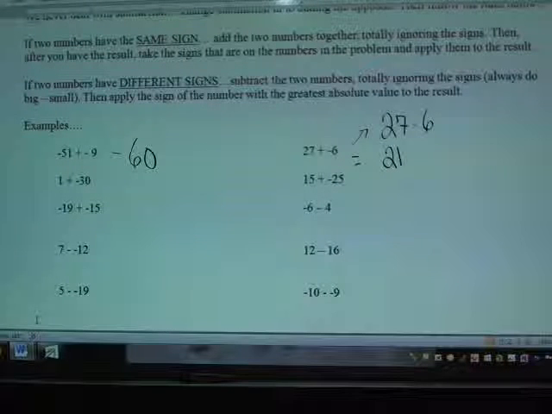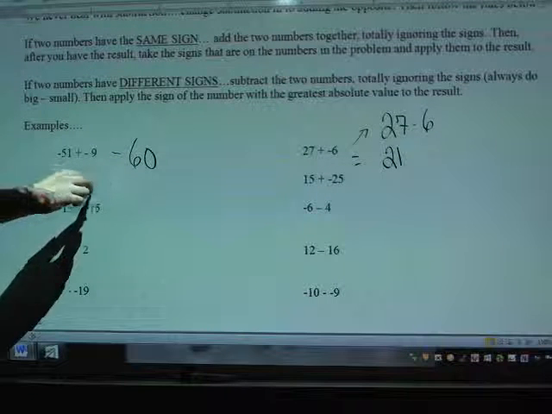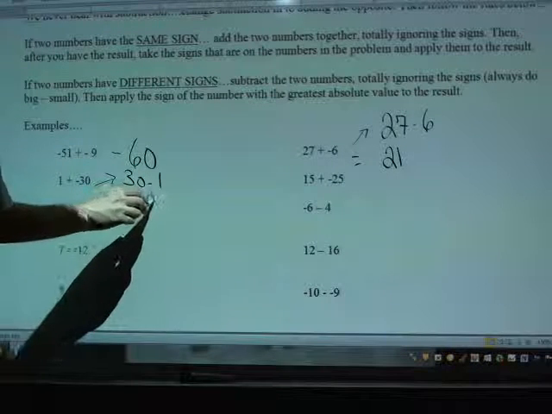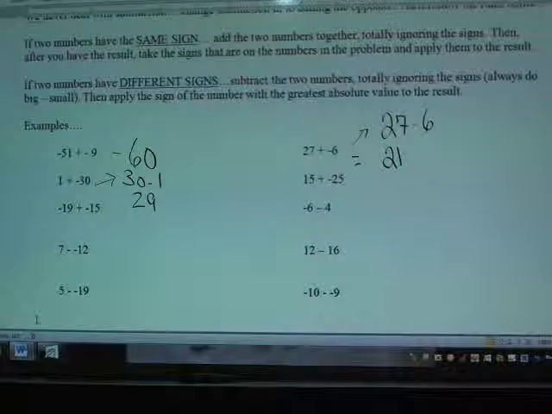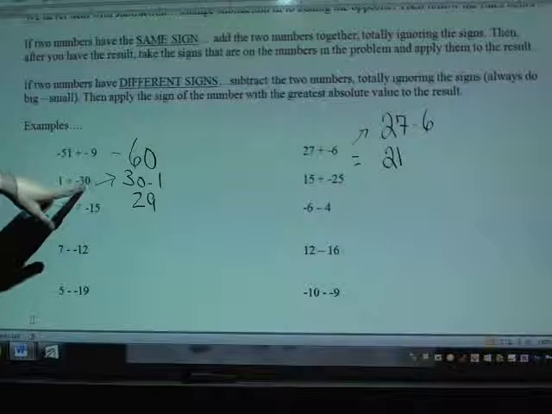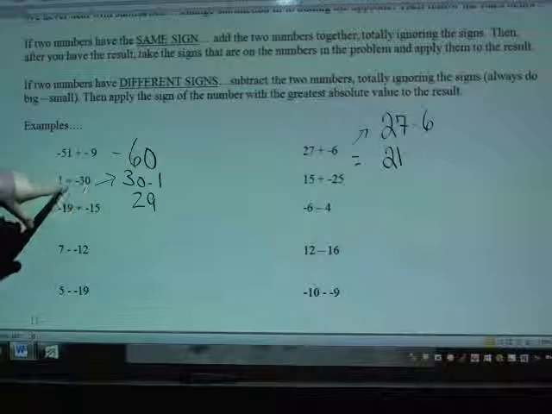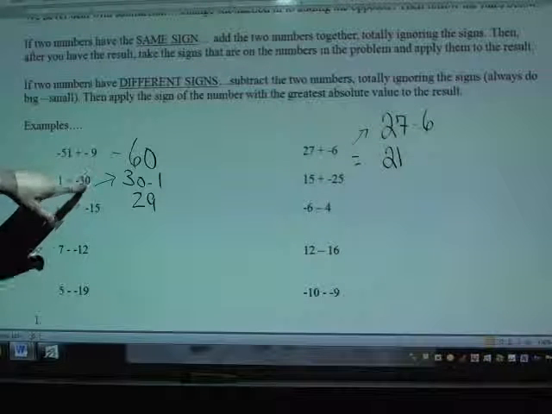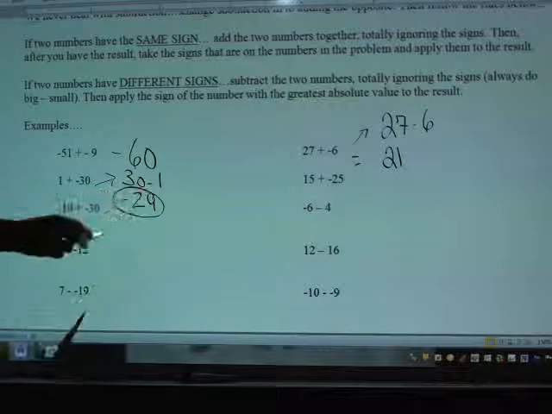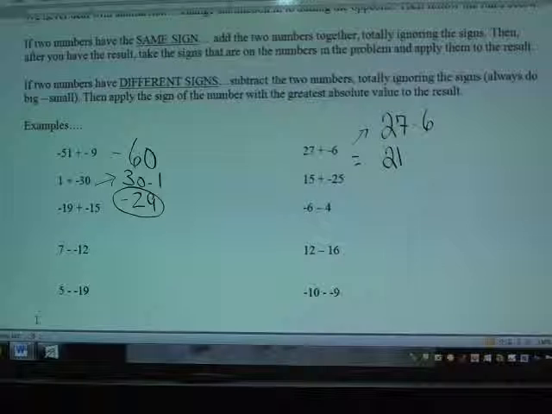The next question says 1 plus negative 30. So once again, we have mixed signs here, a positive and a negative. So I'm going to subtract 30 minus 1, which is 29. Again, we always do big minus small. And then to figure out the sign, I look at the numbers in my problem and I say, which one has the bigger absolute value? Well, 30 would be a lot further away from 0 than 1 is. Since 30 is a negative number, my answer has to be negative as well, negative 29. So 1 plus negative 30 is negative 29.